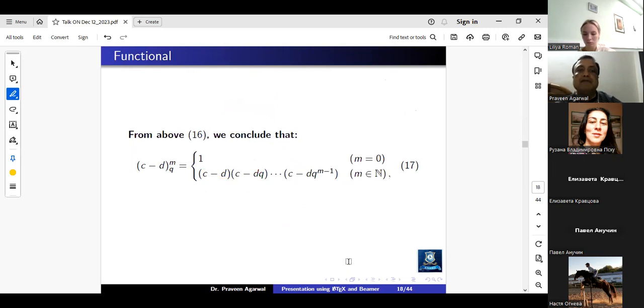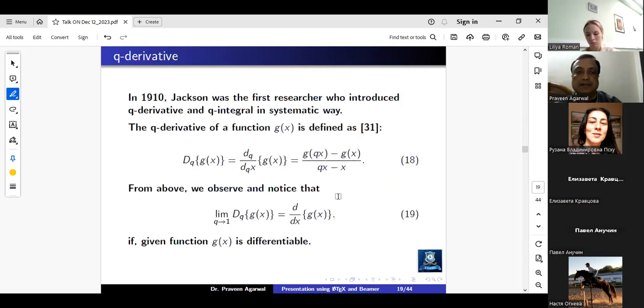Then from the above equation 16, we conclude that (c minus d) to the m, q is defined by equation 17. If m equals 0, then the value is 1, and when m belongs to the natural numbers, then it equals (c minus d)_q times (c minus d)_q raised to the power m minus 1.